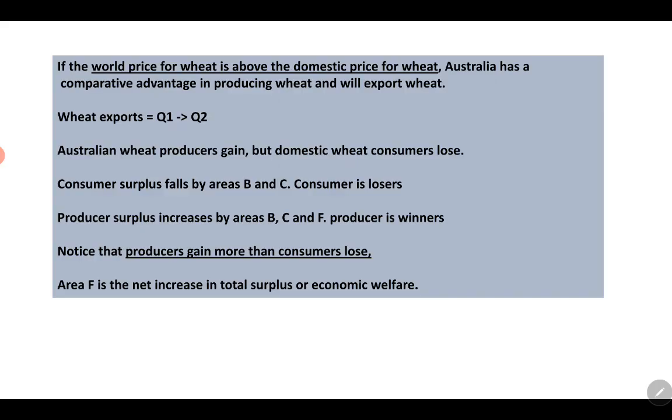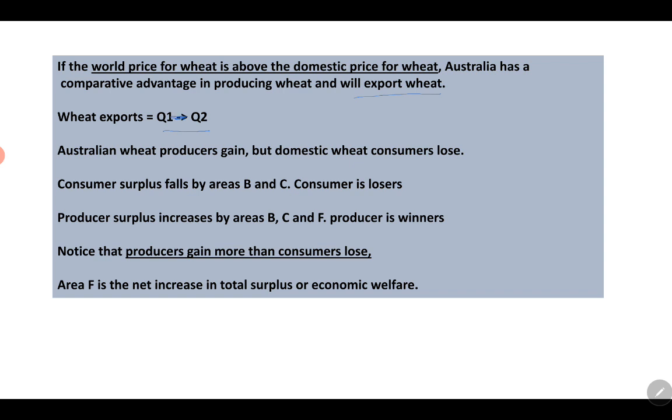So the analysis here, if that was a graph of supply and demand for wheat, for example, Australia has a comparative advantage in producing wheat, so they will export wheat. So the wheat export will be between Q1 to Q2.